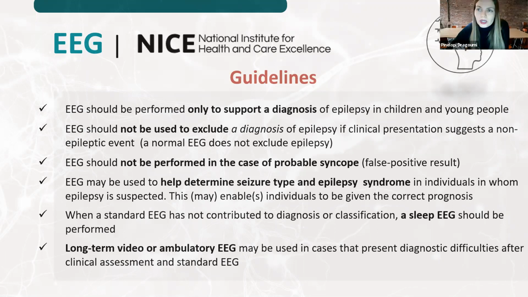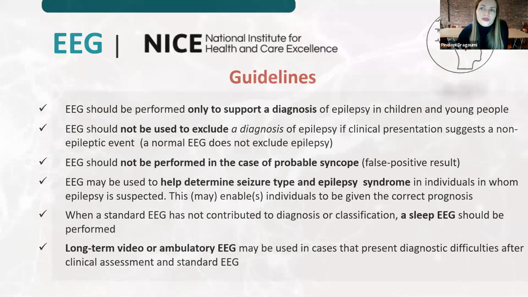Up to 50% of children might have an initial normal EEG even though they have epilepsy, which means that we need to have a second EEG, a sleep-deprived EEG, and even a sleep EEG. And then if we combine all these three, the chances are more than 90% that we're going to have an abnormal test, which will help us in the classification. And there are specific cases where we might need a long-term video EEG or ambulatory EEG, when we have diagnostic difficulties or in pre-surgical evaluation.